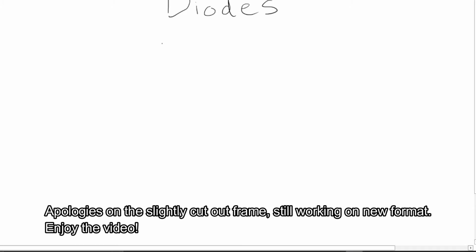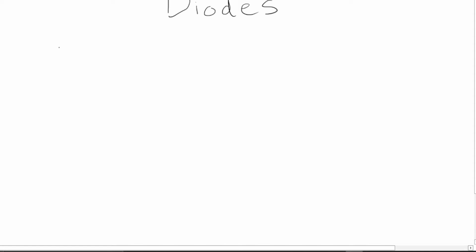Today we'll be covering diodes. The diode is a two-terminal device. It acts as a one-way street which allows current to flow in only one direction but not the other when a voltage is applied. This is the symbol for a diode. You've probably seen this a lot in your electronic circuit diagrams. I've seen this in school. Very popular symbol. Please do remember it.